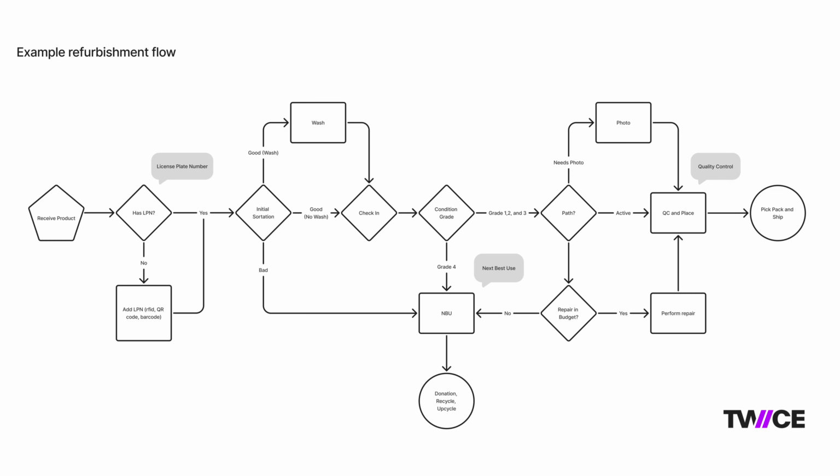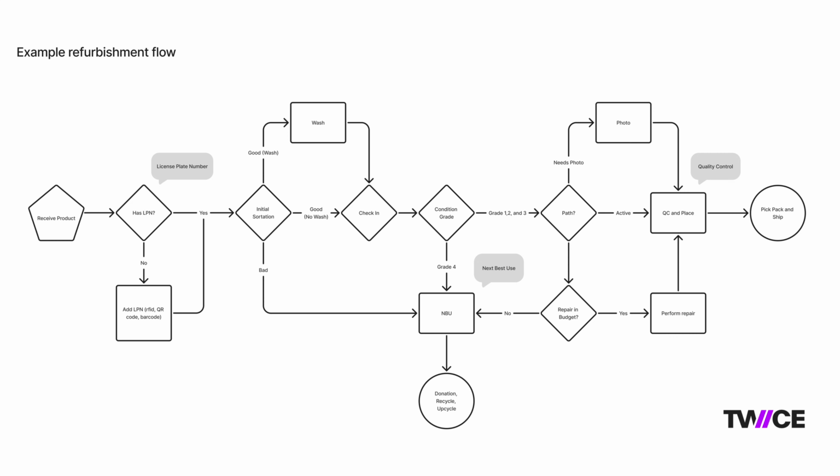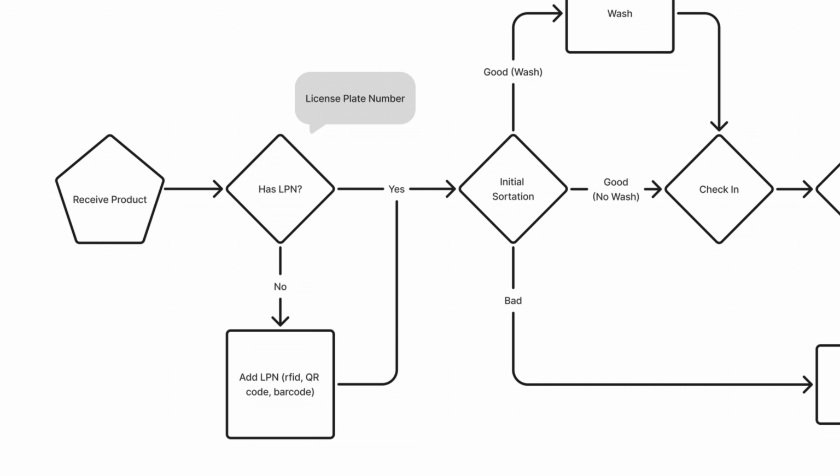We have an example here, and it starts by receiving the product. Yeah, so if we look at the refurbishment flow, kind of like you said, it's everything that happens between getting back a product and putting it into a condition where it could go out again as part of a resale or maybe a rental or whatever. So it all starts with the receiving of the product.